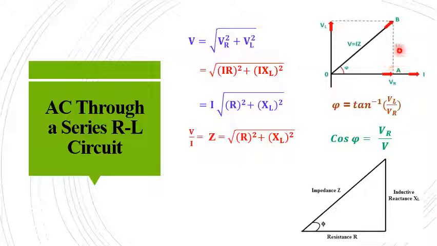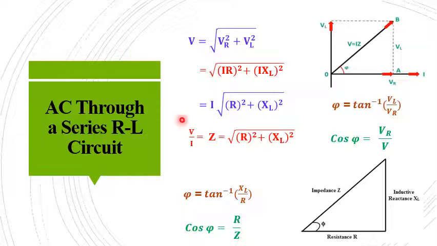Similar to the voltage triangle, we have drawn an impedance triangle based upon the relation Z is equal to root of R square plus XL square. From this triangle also we can find the equations for phi and cos phi. From this we can see that phi is equal to tan inverse XL by R, opposite side by adjacent side. Also the power factor, that is cos phi, is equal to R by Z. So these equations will come handy while doing the numericals.